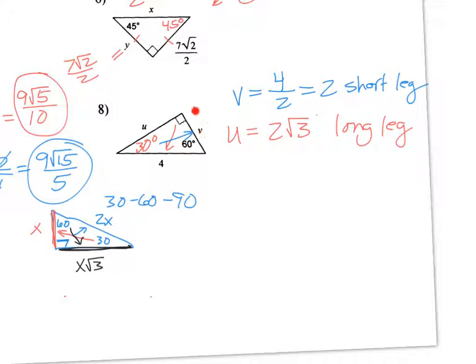How do you get from short leg to long leg? Short leg to long leg, you multiply by square root of 3, so it becomes 2 square root of 3. So that's a real quick lesson over right triangles using the Pythagorean Theorem and the special right triangles, 45, 45, 90, and 30, 60, 90.